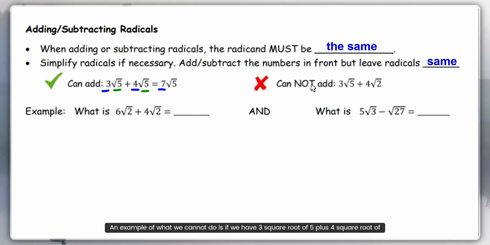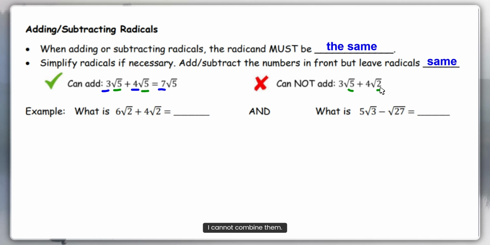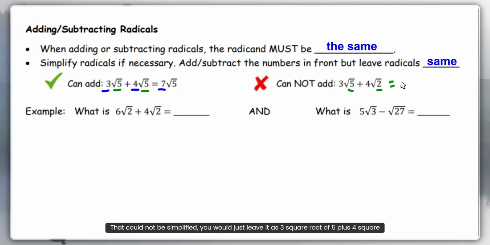Right? An example of what we cannot do is if we have 3 square root of 5 plus 4 square root of 2, what you'll notice here is that the numbers under the square root are not the same. I cannot combine them. So that would simply just stay the same. That could not be simplified. You would just leave it as 3 square root of 5 plus 4 square root of 2. Looks a little weird, but there's not much more we can do beyond that.